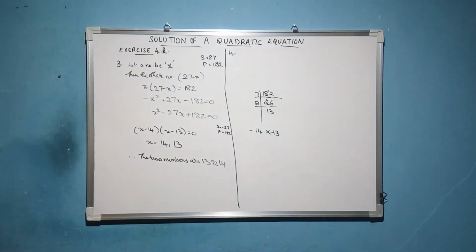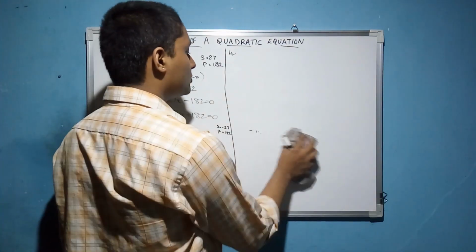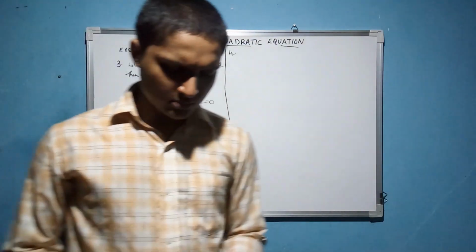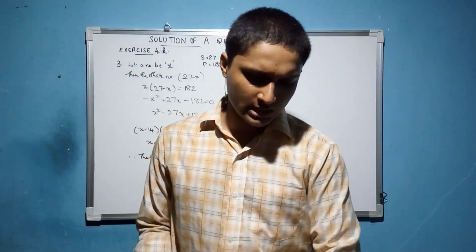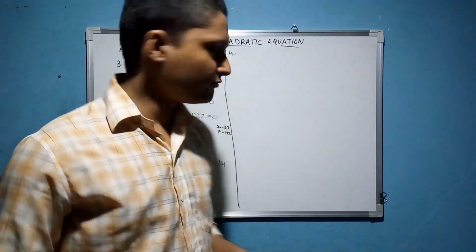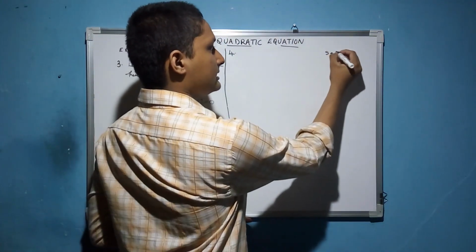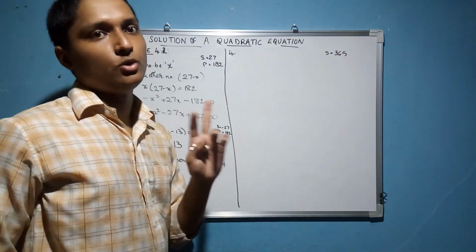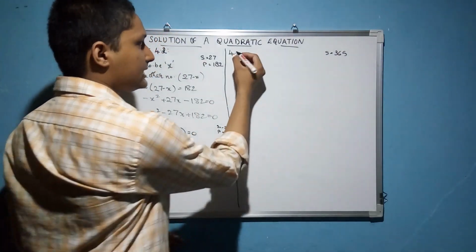Okay, that's it for the third question. We'll move on to the fourth question. The fourth question is similar to this one. So the given is, find two consecutive positive integers, the sum of whose squares is 365. The sum is given to be 365. I'll just write it down here. So it is given two consecutive positive integers.